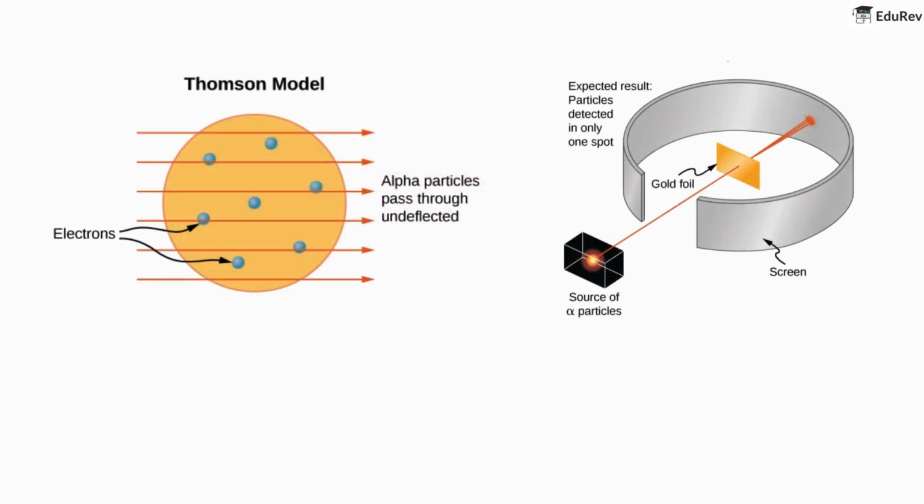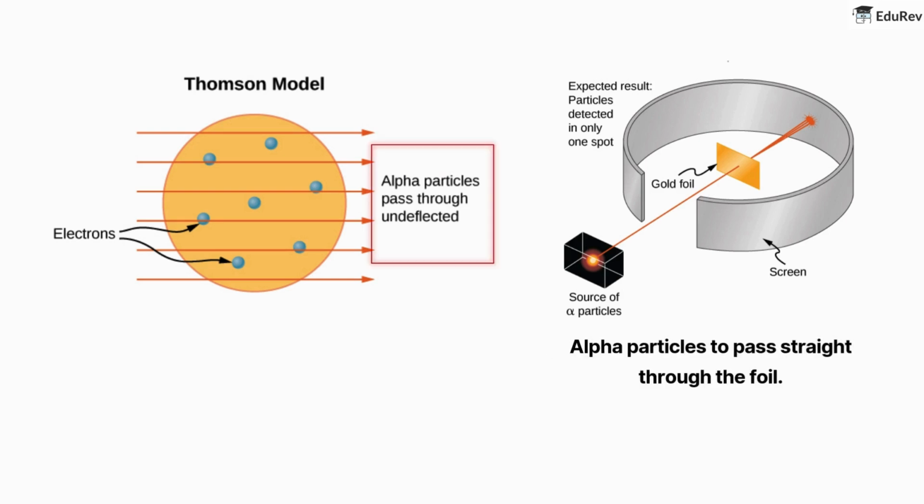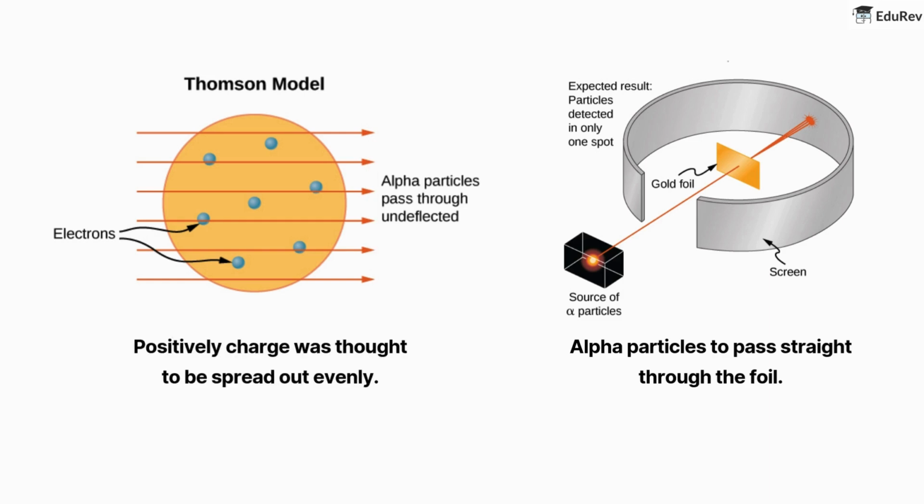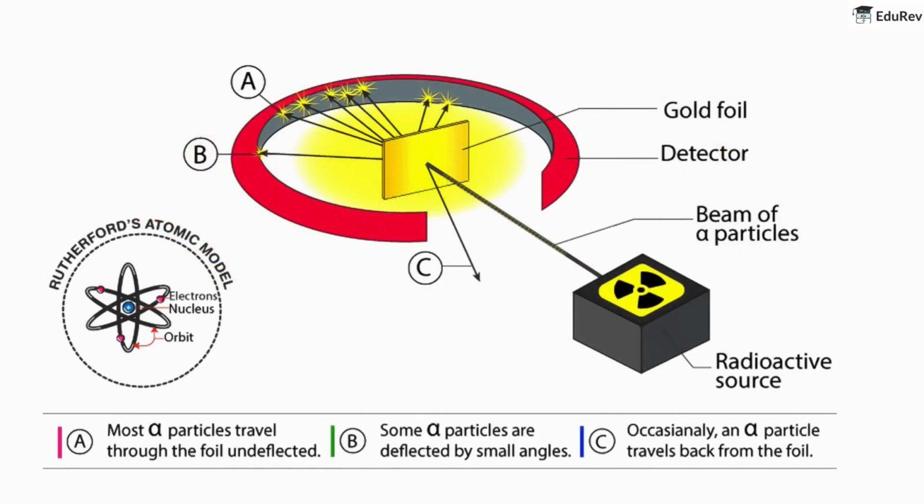According to Thomson's model, Rutherford expected the alpha particles to pass straight through the foil with only minor deflections, because the positive charge in the atom was thought to be spread out evenly. But he observed something else. Most of the alpha particles went straight through the foil without any deflection. A small number of particles were deflected at small angles. Surprisingly, a very tiny fraction of the particles bounced back as if they had hit something very dense and hard.